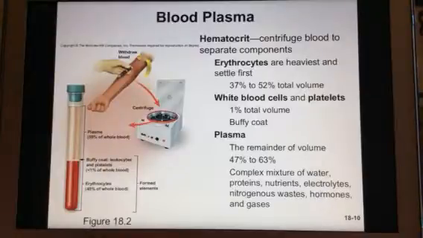And we would expect a hematocrit of a normal person to have 37 to 52% of the volume be red blood cells. And then white blood cells are next, and the platelets together, and they're only 1% of the total volume, so they're a very small percentage. And then finally the plasma is the remainder of the volume, 47 to 63%. It's a mixture of water, proteins, wastes, hormones, and gases.